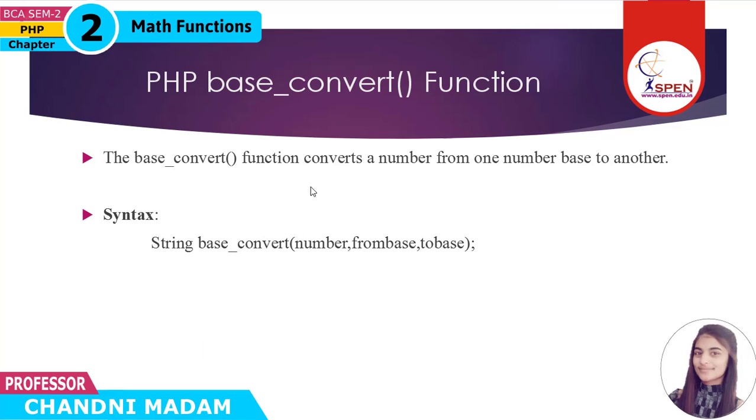So here our next function is base_convert. This function converts your number from one base to another base. Here we will pass 3 parameters. First is number, second is from base, and last is to base. So all these fields are required fields. First is your number that we want to convert from one base to another base. Here is our from base, which is your original base, and last is to base. This is the base we want to convert our number to.